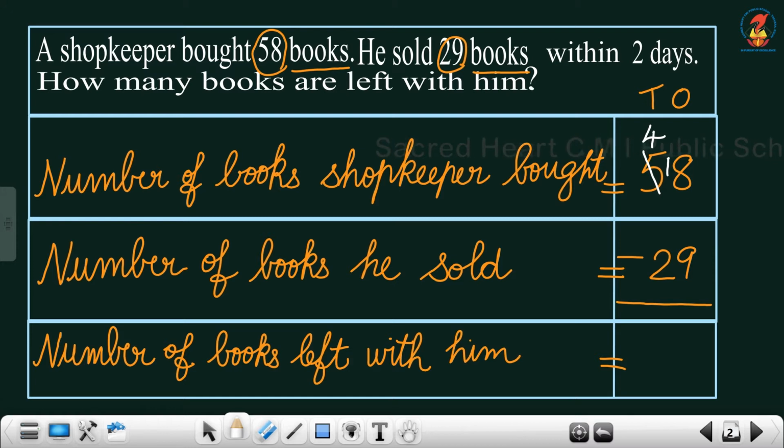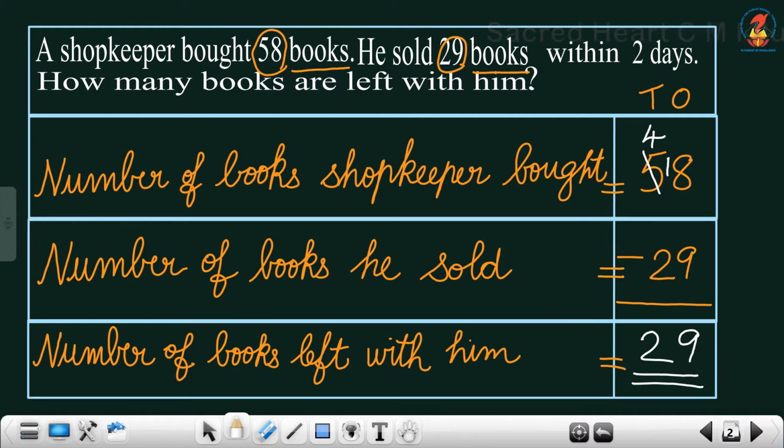So, we can start counting after the number 9. After 9, 10, 11, 12, 13, 14, 15, 16, 17, 18. How many fingers are raised, children? 9. So, you have to write here 9. And in tens place, we are having 4 and 2. That is 4 minus 2. What is 4 minus 2? Count after 2. 3, 4. How many fingers are raised? 2. So, you can write 2.